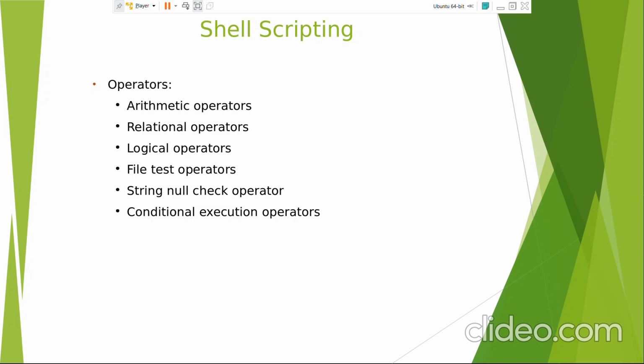Then we have file test operators. As I told you in the previous slide, we can test the files, we can check the state of the file, whether it is readable, writable, executable, whether it is a non-empty file, whether it exists, whether it is a regular file or directory file or a linked file or a socket file or a named pipe file. So we can check the type of the file with the help of file test operators.